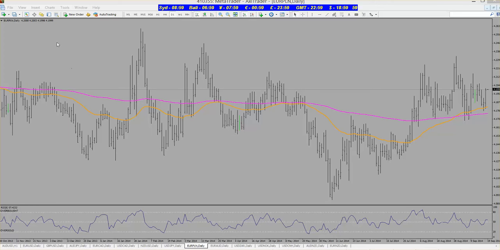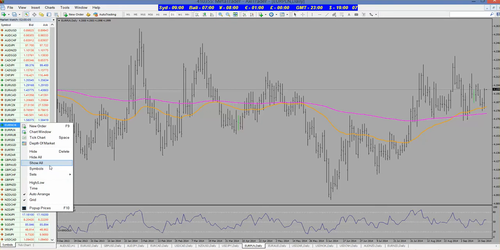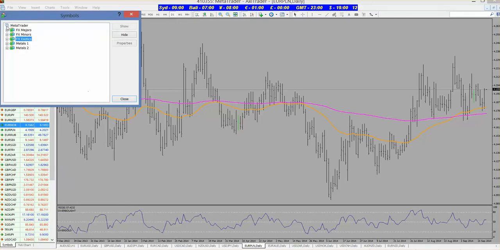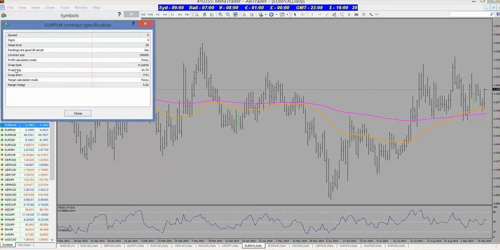Easiest way to see the swap rates is if you come into your market watch list on the left hand side here. If you right click, you'll get this menu. On that menu, you select symbols, and then you'll need to find which symbol you're looking for. So this one, and the question here is on the European versus the Polish currency. If you then select that one and click on properties, it will tell you what your swap rate is.